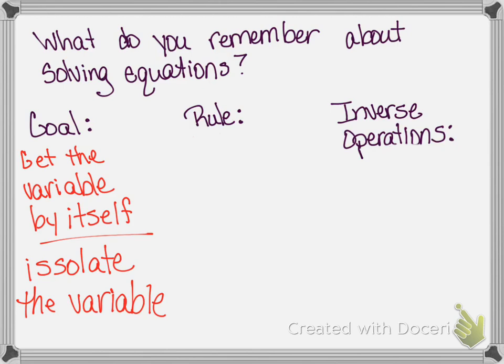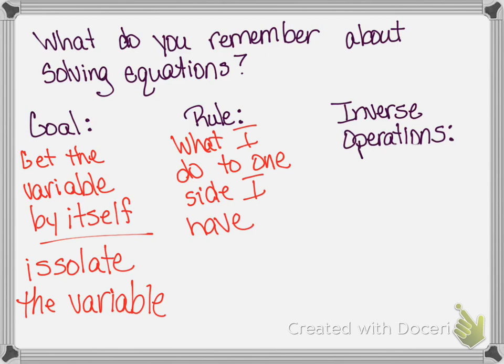So, that is the sibling rule. And when we are solving equations, we have to follow that rule. We write that what I do to one side, I have to do to the other. That is keeping the equation balanced. We have to treat both sides exactly the same. Now, the way that we do that is by using inverse operations.